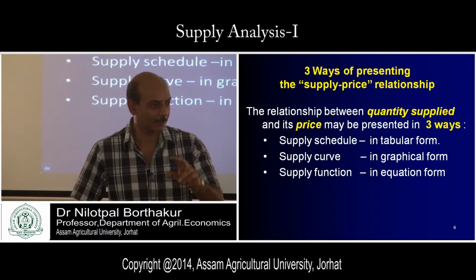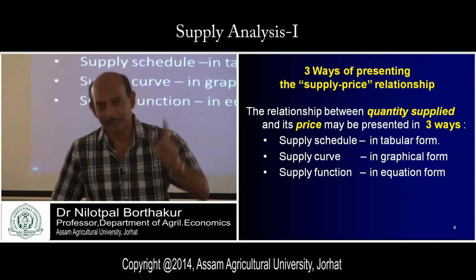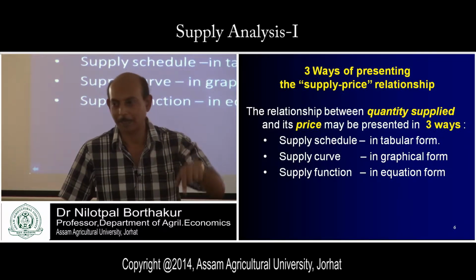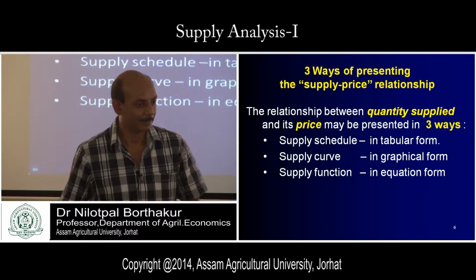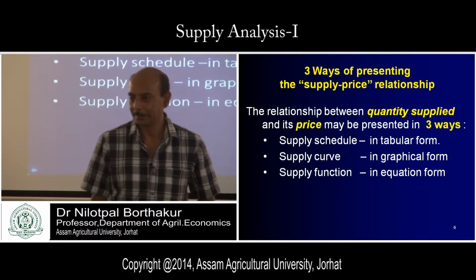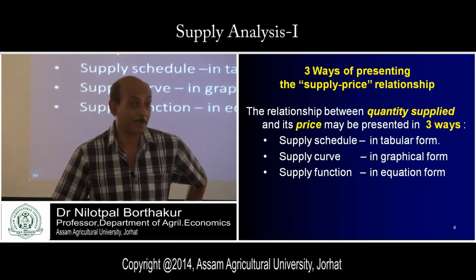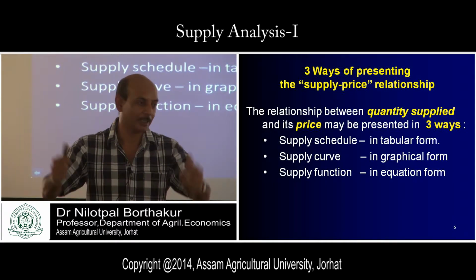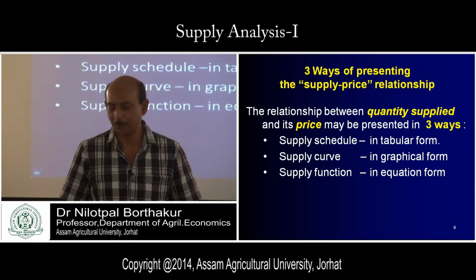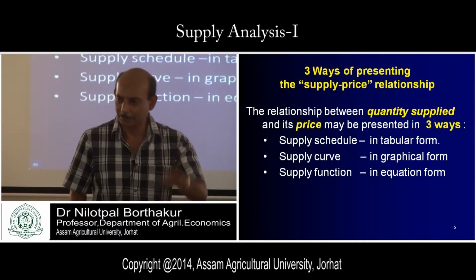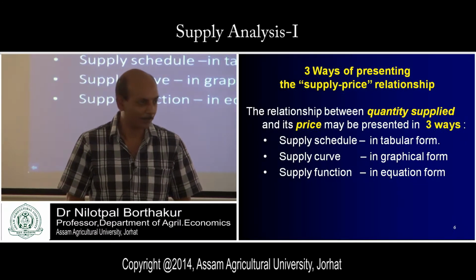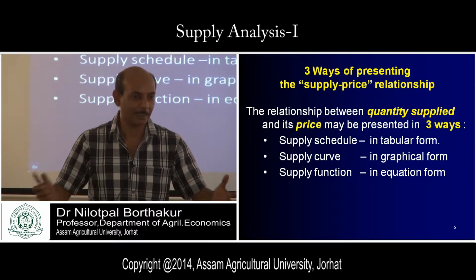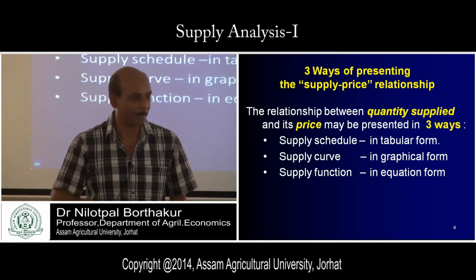No, it's a direct relationship. If supply increases, price also increases. If supply goes down, price also goes down. Is it correct? What will happen if supply increases? There are a lot of goods in the market. Will the sellers be able to sell unless they reduce the price? They will not be able to sell because there are other sellers. It is available in other markets also.